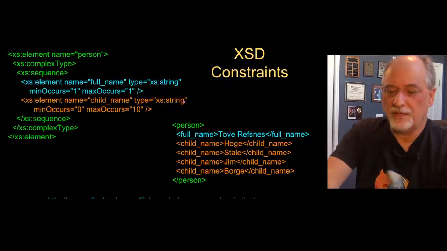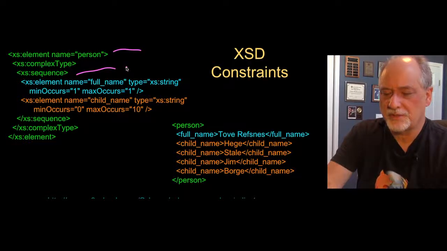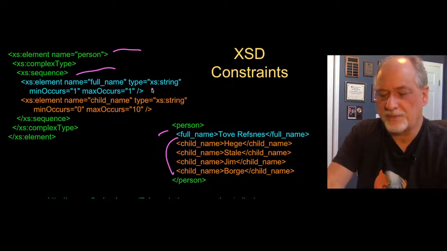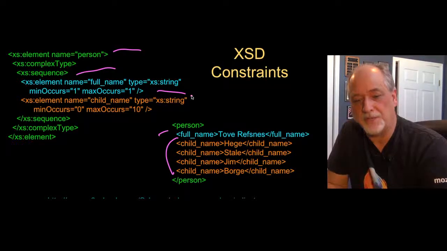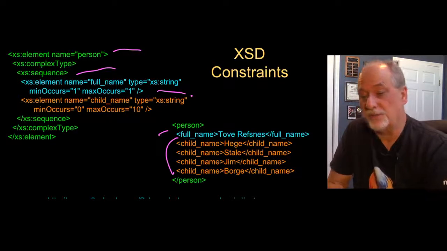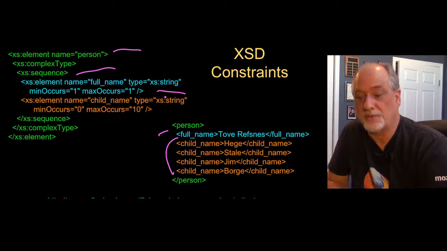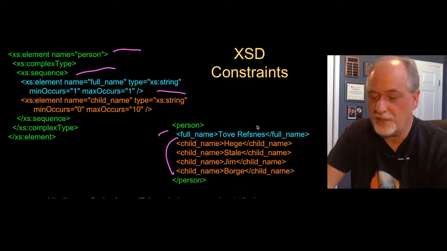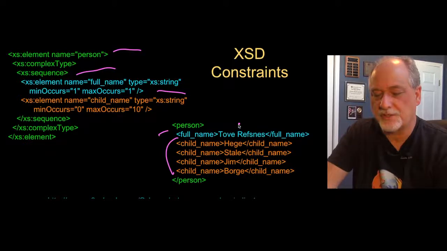Here's some more that you can do with a schema. We can have a complex type, we have a sequence. Here we have a string, full name, and a string child name. But we have this minOccurs and maxOccurs. minOccurs is the minimum number of times it can occur, and maxOccurs is the maximum. So minOccurs equals 1, maxOccurs equals 1 means it's required. And so this is required, and we don't have two of them. Two of them would be an error. One of them is fine, so that's good.